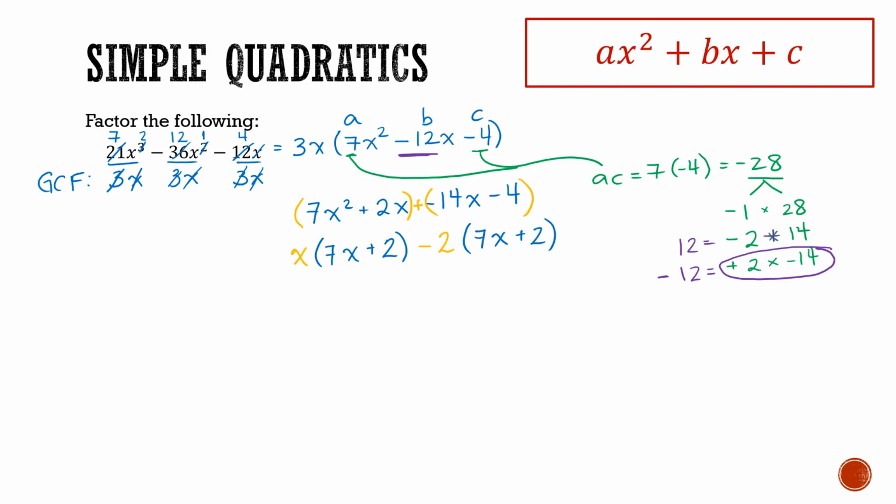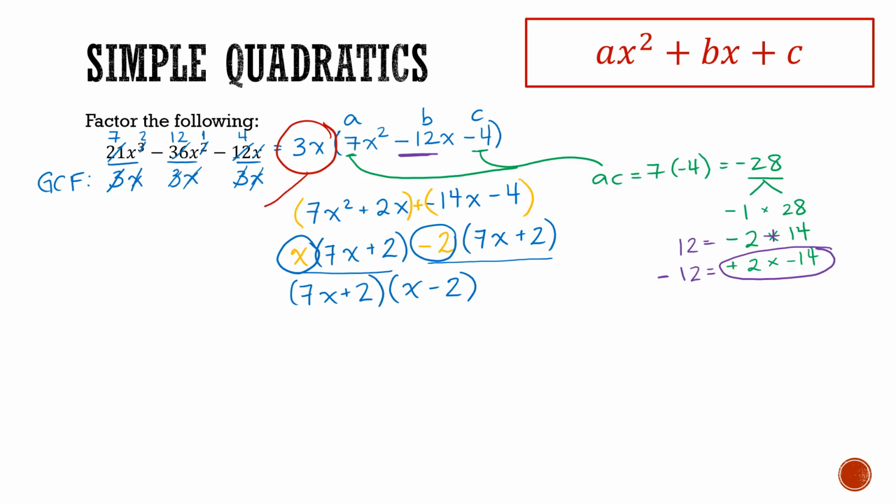So I've got to recognize here that both terms have a common factor of 7x plus 2. So pulling that out, I've got 7x plus 2 times, I've got an x left over here, and I've got a minus 2 left over here. Now I'm almost done, but not quite. I can't forget the 3x that I've been ignoring all this time. So bringing this all together for my final answer, I've got 3x times 7x plus 2 times x minus 2.